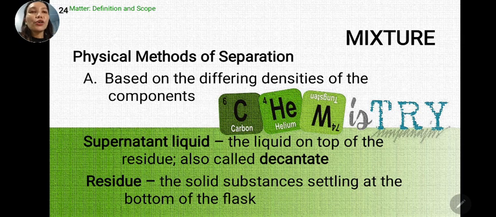So, sa decantation, meron tayong tinatawag na supernatant liquid. Yun yung liquid na tinatapon natin or tinatawag natin na hugas bigas. So, this is the liquid on top of the residue, also called the decantate. So, yan yung mga terminologies na ginagamit sa chemistry. Yung residue naman, nagre-represent doon sa rice grains natin, solid substances that are settling at the bottom of the flask or doon sa rice cooker natin or sa kaldero.